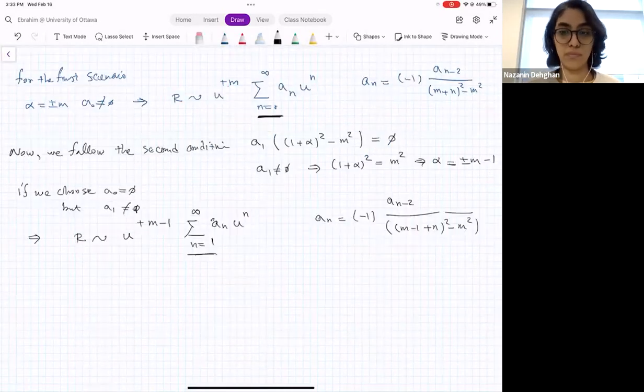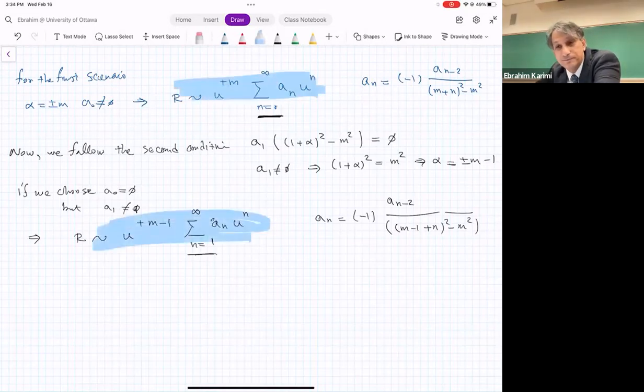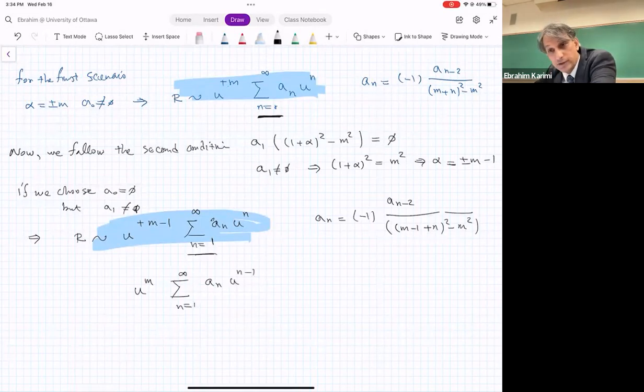But I will tell you guys, this expression and this expression are identical. They're the same. Can you get that? Look at the expression. That will be u to the power of m, summation of n from 1 to infinity, an u to the power of n minus 1. All right?